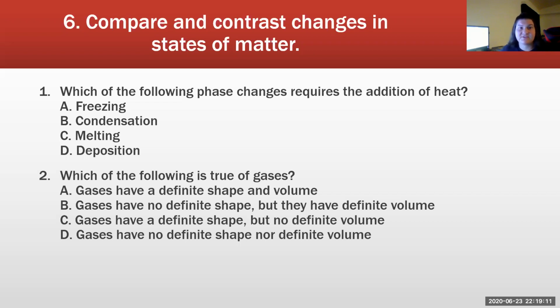Which of the following is true of gases? Gases have definite shape and volume. Gases have no definite shape, but they have definite volume. Gases have a definite shape, but no definite volume. Gases have no definite shape nor definite volume. So the correct answer is D. Gases have no definite shape nor definite volume. They can go and move and do whatever they want. They do not have to maintain their shape, and they do not have a definite volume.